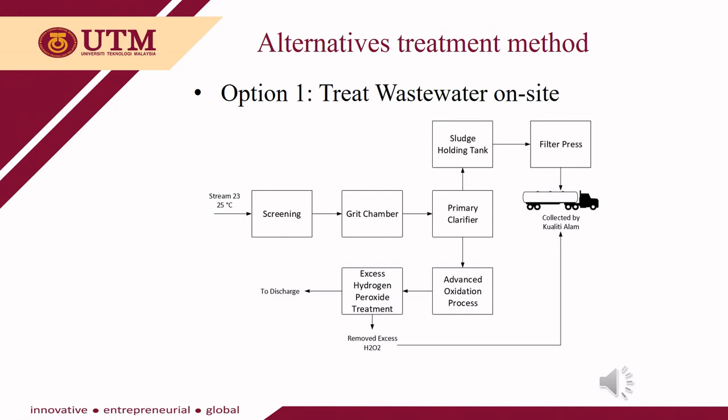There are two options in our alternative wastewater treatment method. The first is to treat wastewater on site. Wastewater from stream 23 will go for primary wastewater treatment to remove suspended solids and particulate matter in the water. The sludge from the primary clarifier will proceed to a filter press process to remove water, which can reduce the sludge weight and also the operating cost.